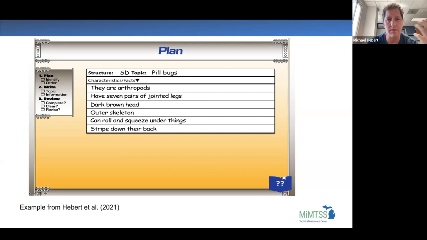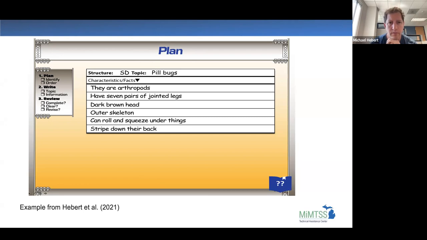And so one of the things I'm going to do is model for you how I model for the kids how to write. The first thing I do is I plan, right? And I talk to the kids about planning and I've given them the information here, right? So they have this in front of them. They don't have to know things like arthropods. They don't have to know how to spell the word jointed or squeeze. They don't have to know how to spell the word skeleton. This information is provided for them. They don't have to come up with the ideas, right?